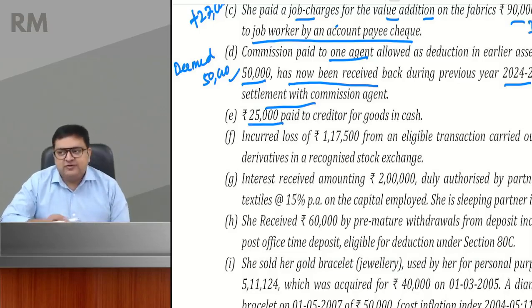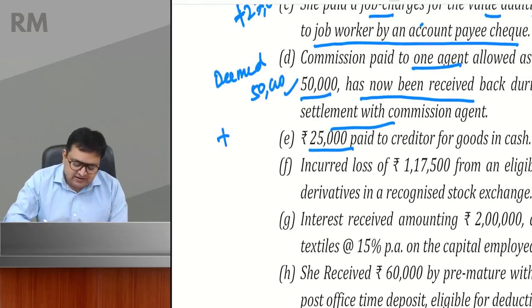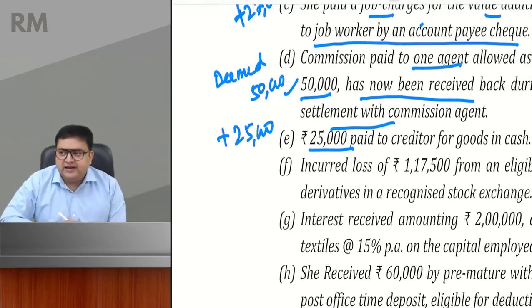25,000 paid to creditor for goods in cash. Obviously not allowed. Please add back 25,000 also. Paid in cash.